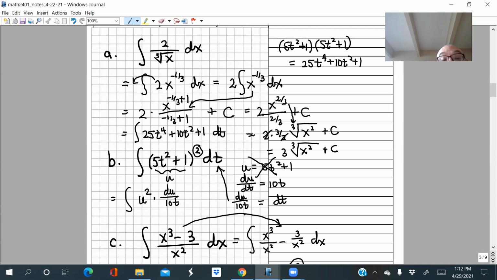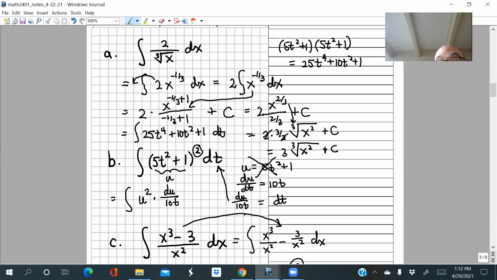Here, same thing. 10t squared, I can just integrate that. That would be 10t cubed over 3. And then 1 is easy to integrate. The antiderivative of 1 is going to be just t, because the derivative of t is 1.